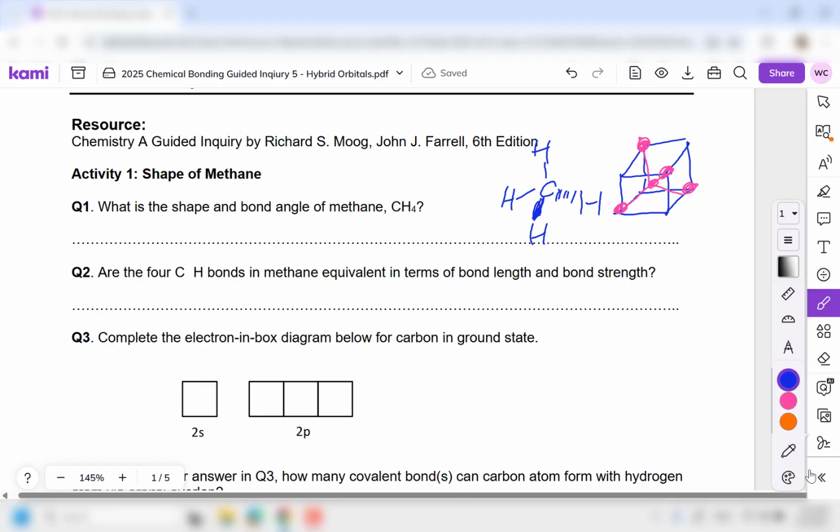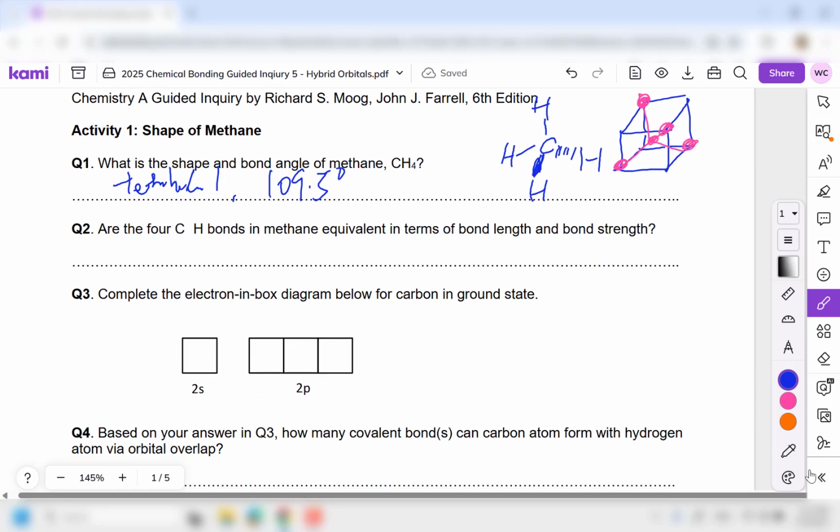Of course, you do not need to show the proof. You can just write tetrahedral as the shape. Just write tetrahedral, and then the bond angle, quote it to be a standard 109.5. That will be sufficient. Next question asks you, are they equivalent in bond length and bond strength?